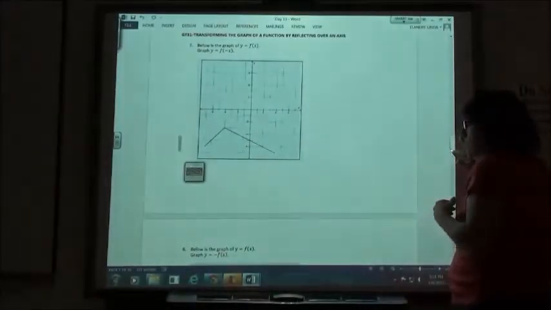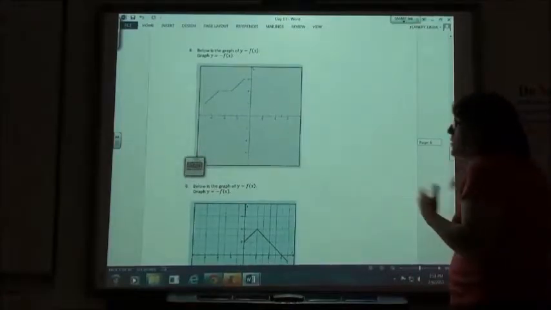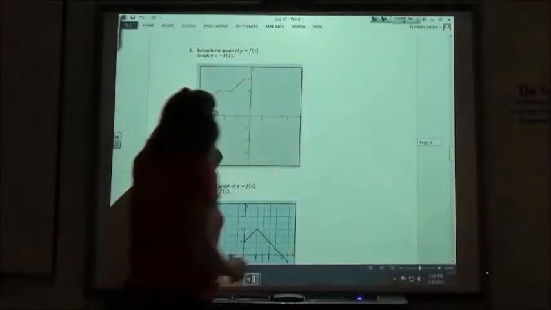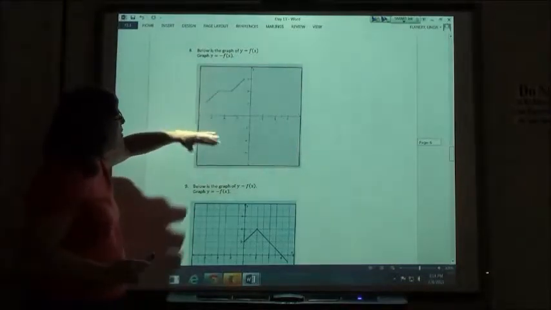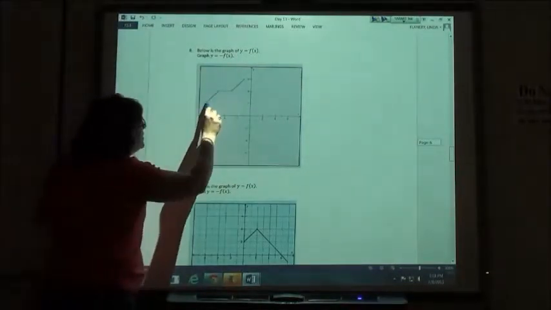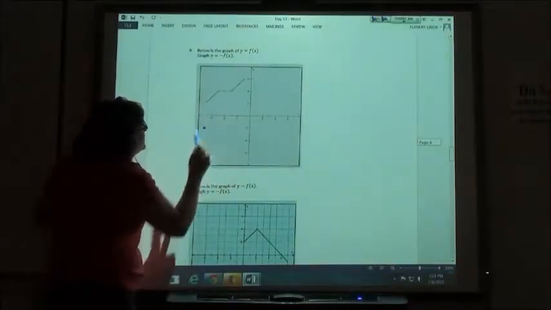So number 6, this one's on the outside. Y equals negative f of x. So that means it's going to reflect it across the x-axis. So this point here is going to be down here, right? It was up 2, now it's down 2.